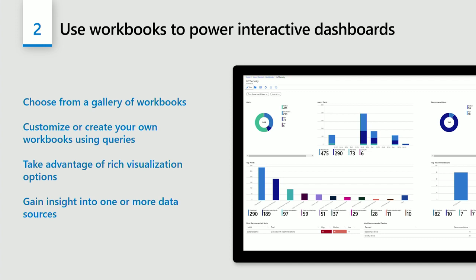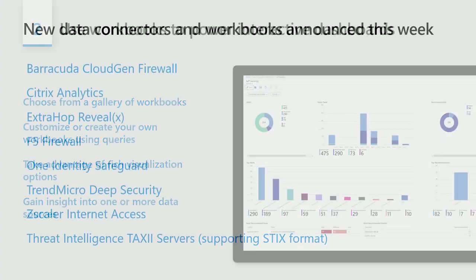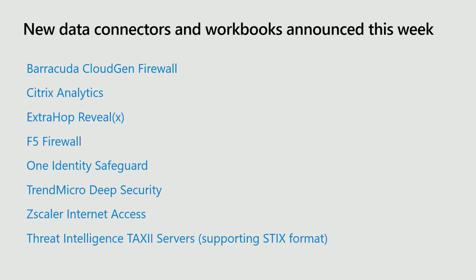Of course, you can use those to gain insight not only into one data source, but where they really become more powerful is when you mash up data from multiple data sources. That's where you begin to get probably the most interesting insights in your workbooks. And then we did announce a number of new data connectors. Most of those have workbooks associated with them as well. This week, there's Barracuda and Citrix and a new data connector for F5 and Trend Micro and others, and of course that TAXII connector that I mentioned a few minutes ago.